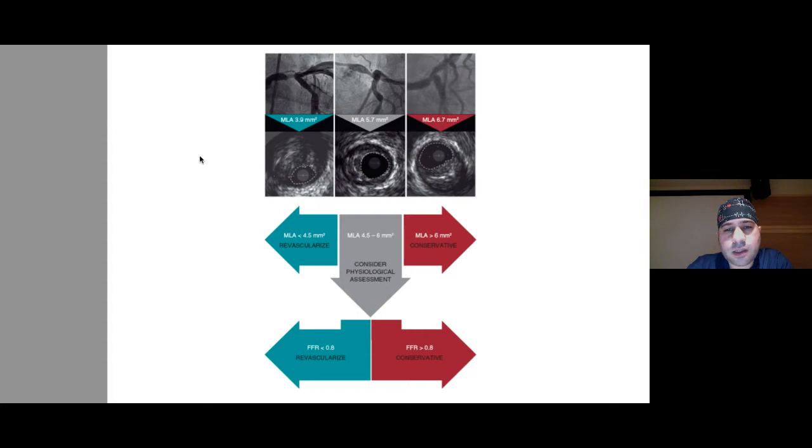I'd also like to mention that there are multiple cutoffs depending on which region you live in. So if you live in North America, the cutoff is about 6, whereas if you live in Asia, and especially if you look at the Japanese data, they only consider an MLA of about 4.5 to 4.8 significant, and they defer revascularization for anything above, and that's just because of looking at the body surface area of the populations.